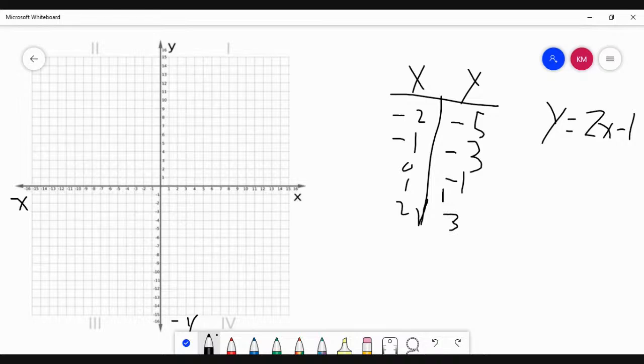Now, once I do that, I can start plotting my points. Starting with -2 and -5, that would be here. Then -1 and -3, that would be here.